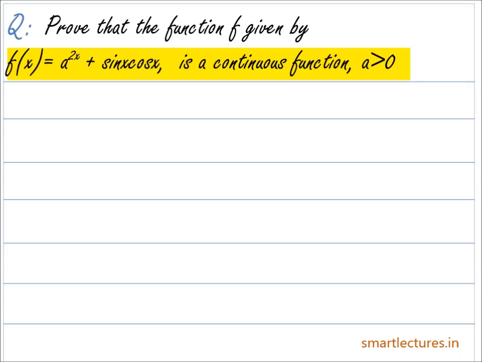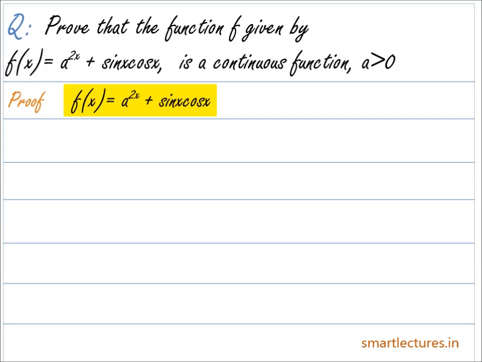Now here the function f of x is given by a to the power 2x plus sin x into cos x. And here again you can see the function f of x is a sum of two functions, where the first function is a to the power 2x and the second one is sin x into cos x. And if we can prove that a to the power 2x as well as sin x into cos x are continuous functions, then that will also prove that the function f of x is also a continuous function.